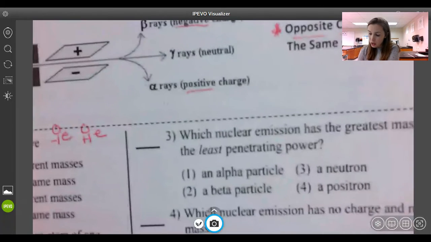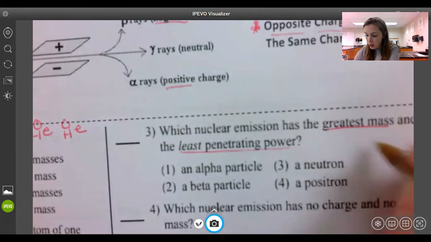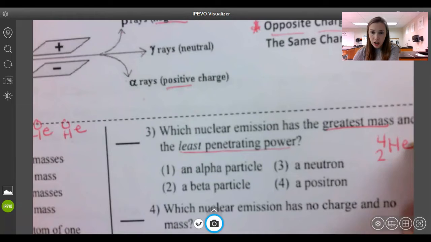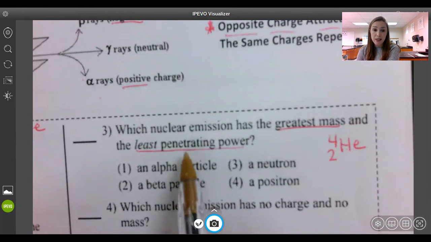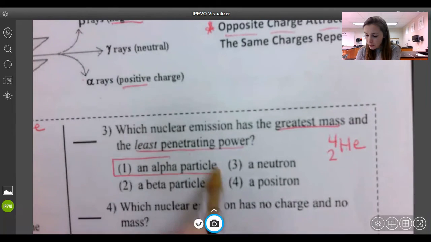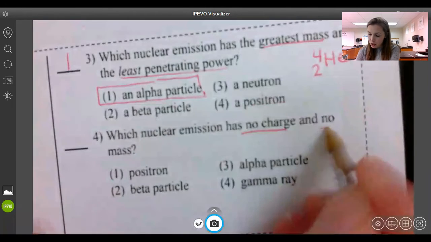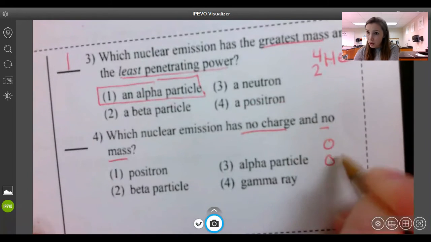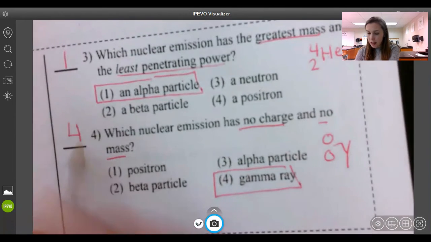Okay, over on this side, which nuclear emission has the greatest mass and the least penetrating power? If you think about Table O and the notes, the alpha particle has the greatest mass, and we also talked about how it has the weakest power, so it has the least penetrating power. So that's going to be choice 1. And then the last one: which nuclear emission has no charge and no mass? That would be the 0/0, which would be our gamma, that pure energy type of decay.